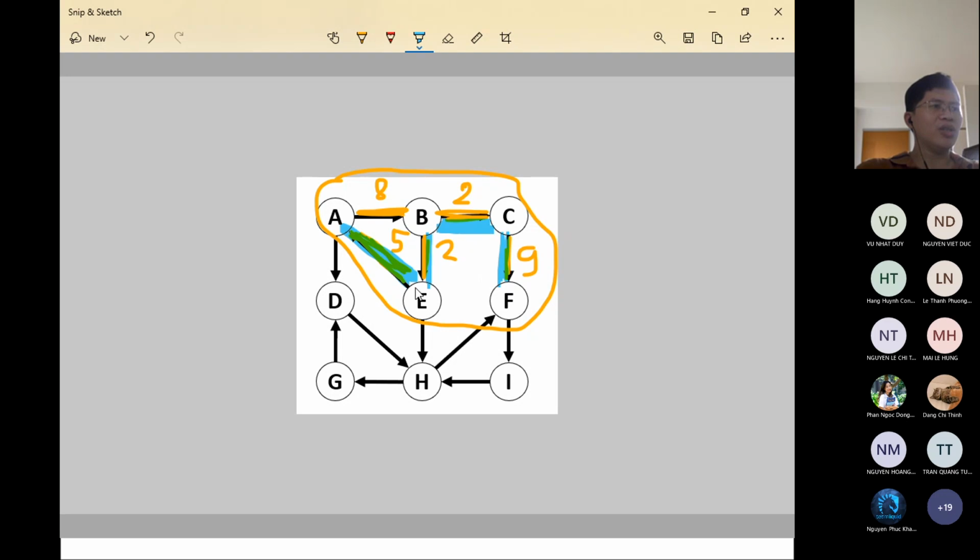So we have 1, 2, 3, 4, 5 nodes, and we need only 4 edges to link all of them together. That is the theory. And this one will be the minimum spanning tree. The sum of the tree is 2, 2, 5, and 9. This means 18. So that is the minimum spanning tree. It means we want to find the smallest set of edges that can link all the nodes together. Everyone, is it clear for the algorithm?